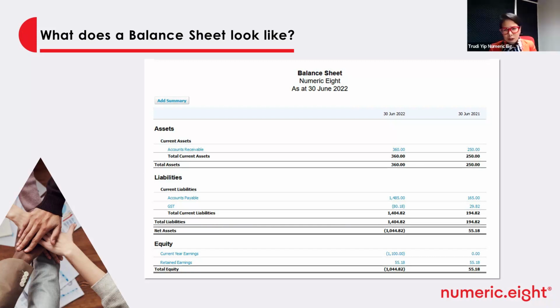As you can see, both reports are really scaled down. It's only just to give you conceptually what it looks like. So our balance sheet, at any given time, you should be able to see the performance of the business as a company, what it owes and what it owns.